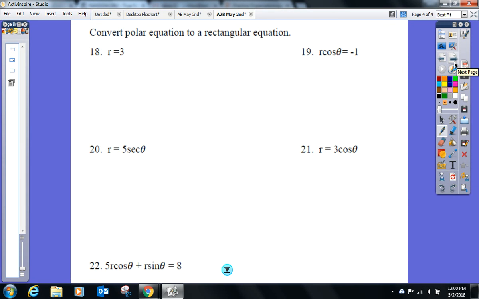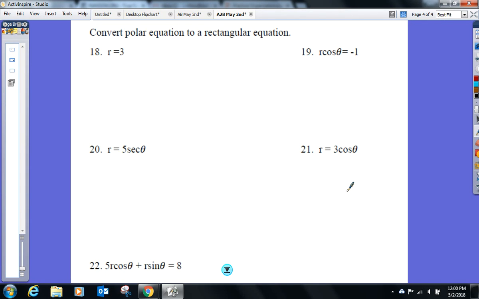Number 21. Now put it into rectangular. So give me X's and Y's now. X's and Y's. I have R, number 21, everyone. I have R equals 3 cosine theta. I do not have any substitution for R. What do I have a substitution for, though? R squared, right? So multiply. Now, I can get R squared one of two ways.